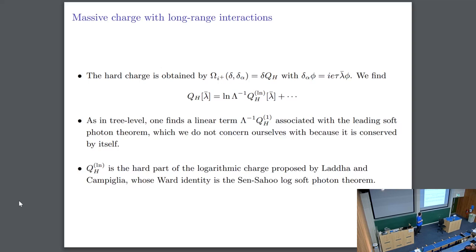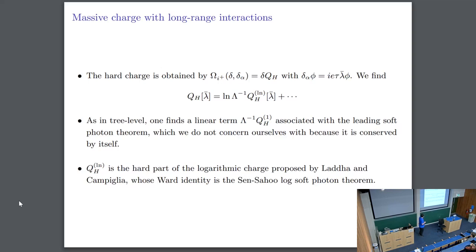Now, just as in tree level, we have a term that is overleading to this, that is linear in the scale. But we are not worried about this term because the coefficient turns out to be exactly the leading charge that is conserved by itself. So as far as the conservation of this hard charge goes, we only have to worry about the subleading terms, which is still divergent, by the way.